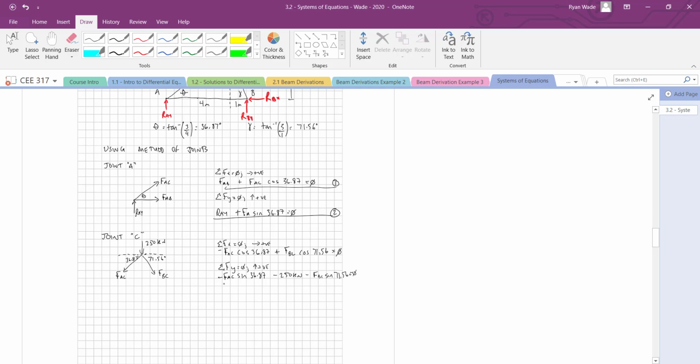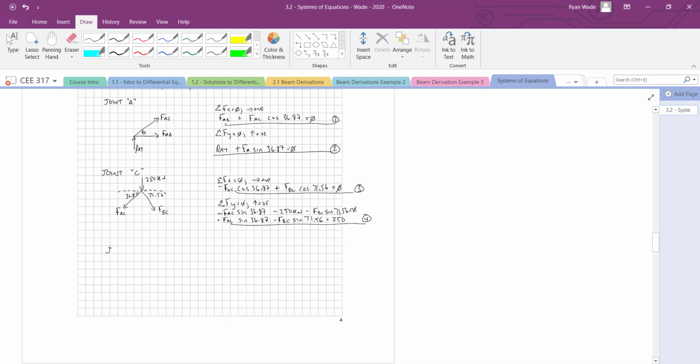I'm going to rearrange that one. So I'm going to say that negative FAC times the sine of 36.87 minus FBC times the sine of 71.56, sorry, 56, is equal to 250. So now I'm going to call this equation 3, and this is my equation 4. All I'm doing is building up my system of equations.